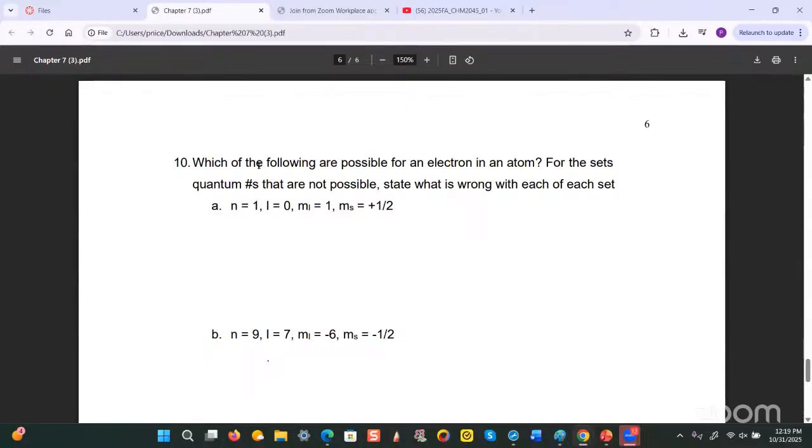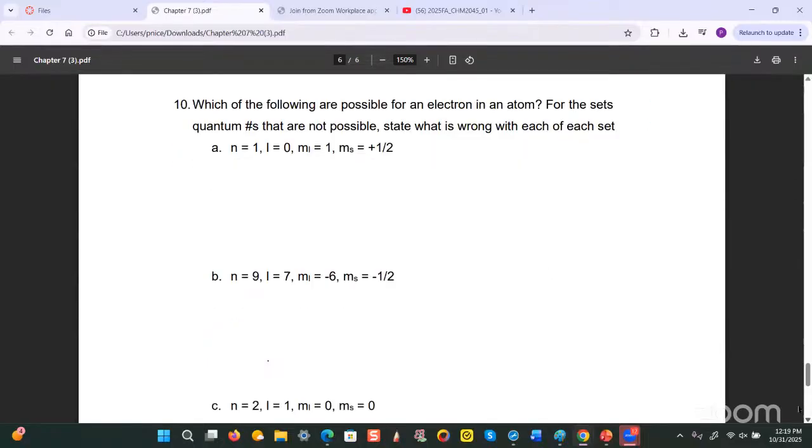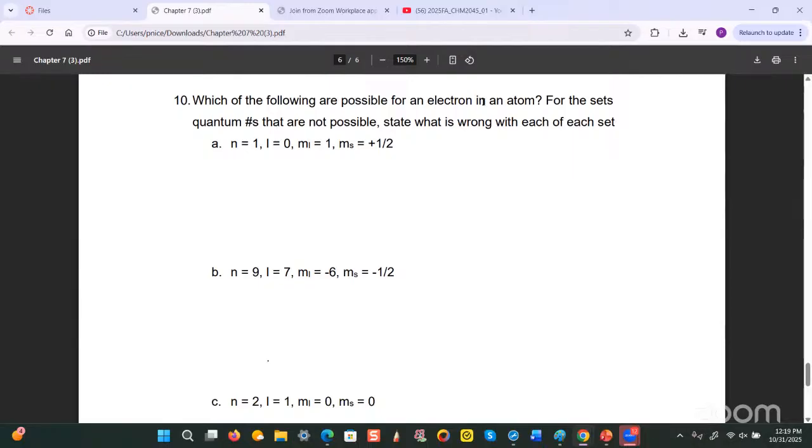So in this question, it says, which of the following are possible for an electron in an atom? For the set of quantum numbers that are not possible, state what is wrong with each set. So the rules that we just learned are going to come into play here. What this question is asking, you're given some sets of quantum numbers for an electron. Which one is not possible, or which ones are not possible, all right? So let's look at the first one.